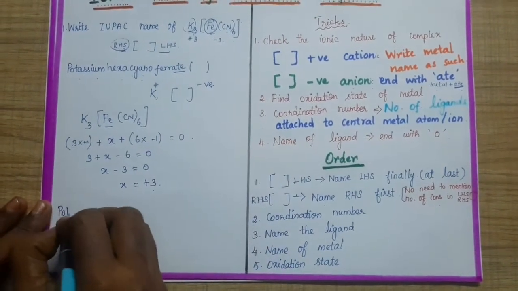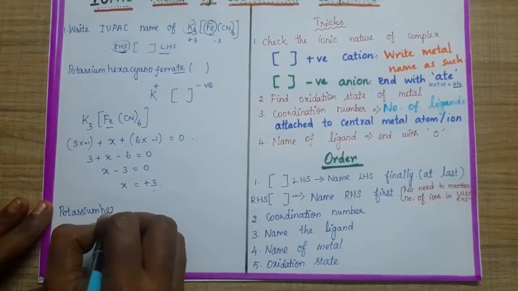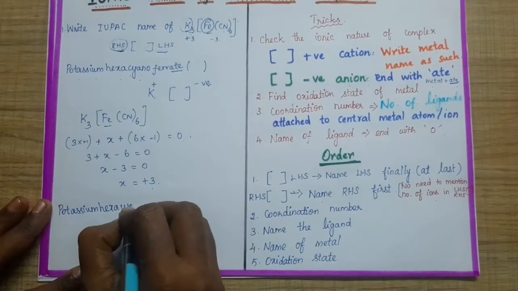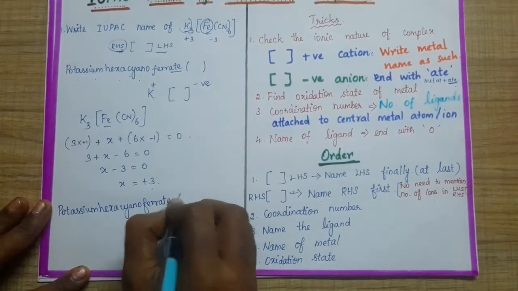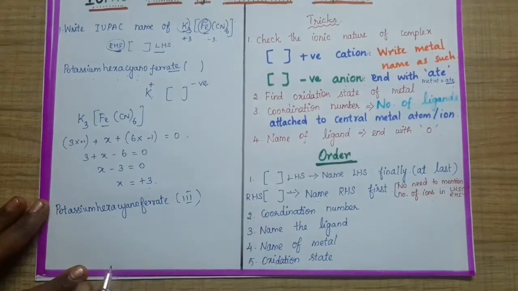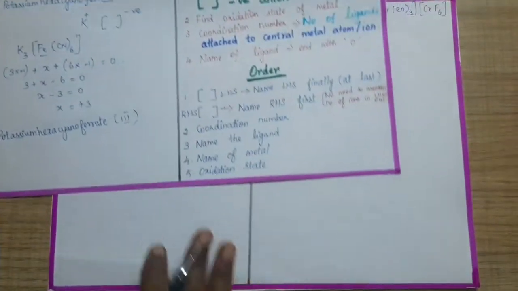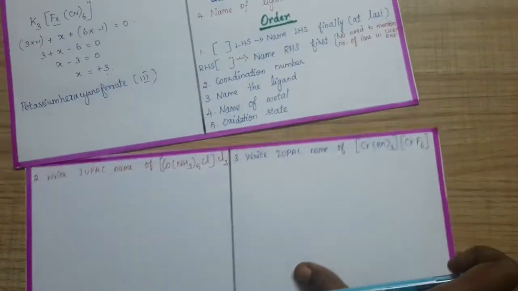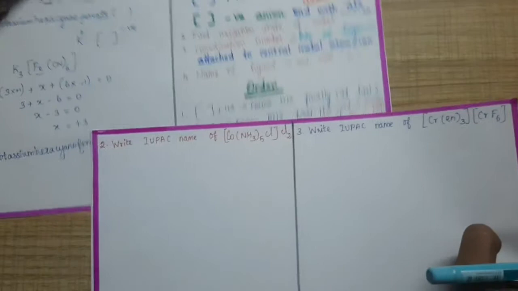So what is the name of this compound? Potassium hexacyanoferrate(III). Okay. Now this is the IUPAC naming of coordination compounds, with some more examples. You just remember these tricks alone, so it will be helpful for you to understand.